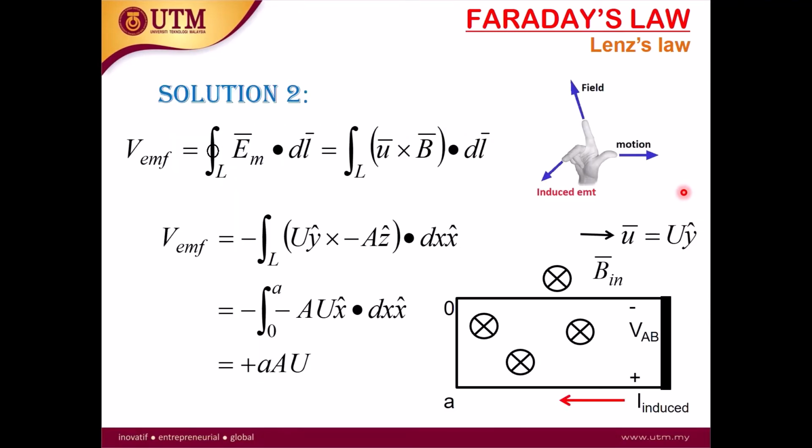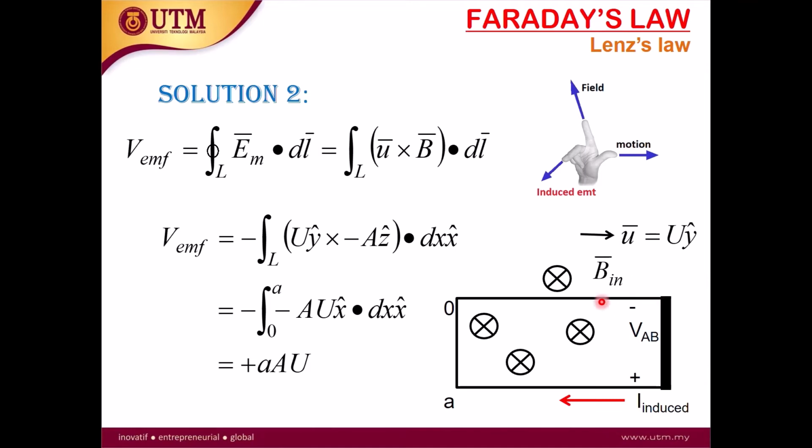Alright, so we can use the formula of VEMF equal to the closed integration of EM dot dl, and then the EM is U cross B. So the U is in the direction of Y and the B in the direction of Z. So we put inside the formula the VEMF equal to negative L UY cos minus AZ dot dx in the direction of X. The dx, this is the direction of X, the dl.